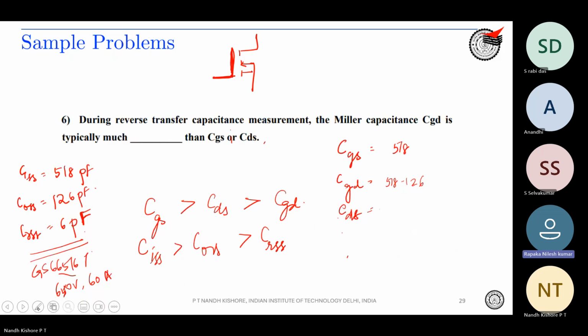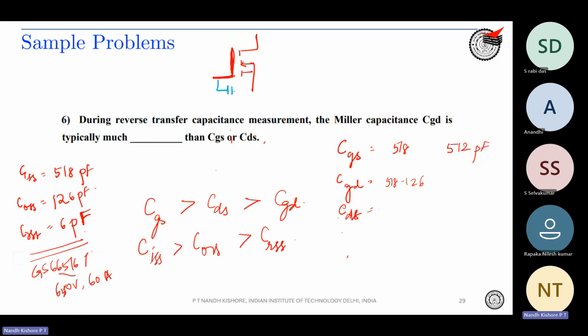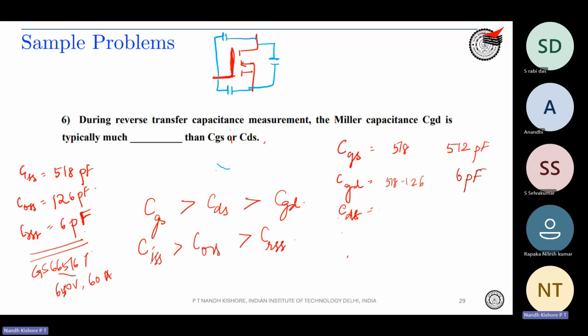CGS is 512 picofarad. 512 picofarad. Okay. What about CGD? 6 picofarad. CGD is 6 picofarad. Correct. And what about CDS? 120 picofarad. Right. So this is the correct one. Okay.